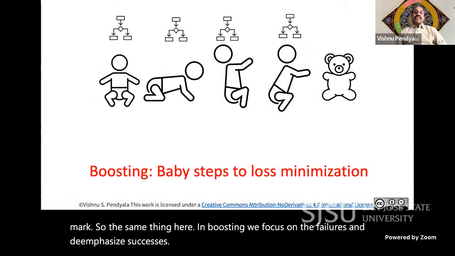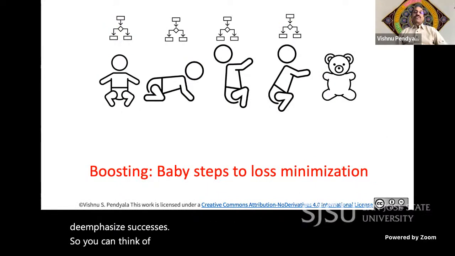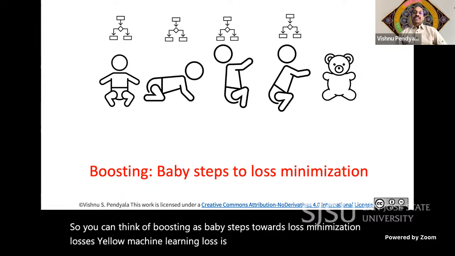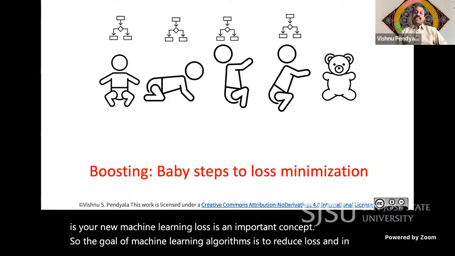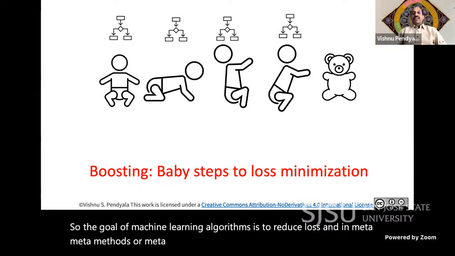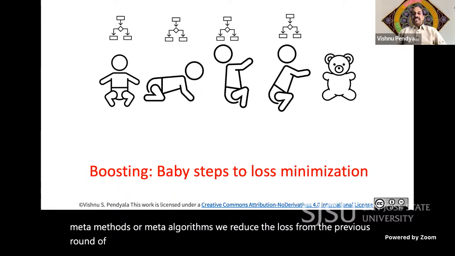So you can think of boosting as baby steps towards loss minimization. Loss is, you all know machine learning, loss is an important concept. So the goal of machine learning algorithms is to reduce loss. And in meta methods or meta algorithms, we reduce the loss from the previous round of base learning, right? And that is done in baby steps.